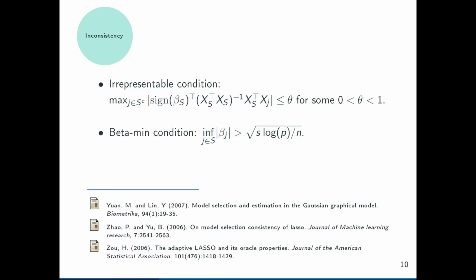Correlated with these conditions, there are other types called beta-min conditions. This places a restriction on the beta vector. In particular, we place a restriction in order to be able to recover the true signal. For this purpose, we ask that the infimum value of beta_j, with j in S, over the true set of covariates be greater in absolute value than the square root of the cardinal of S times the logarithm of P divided by the sample size.